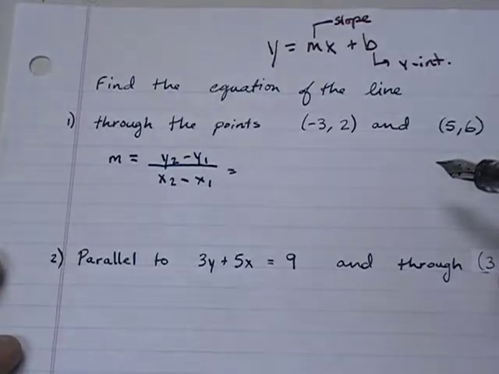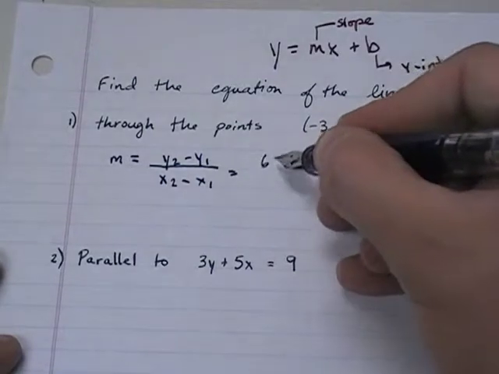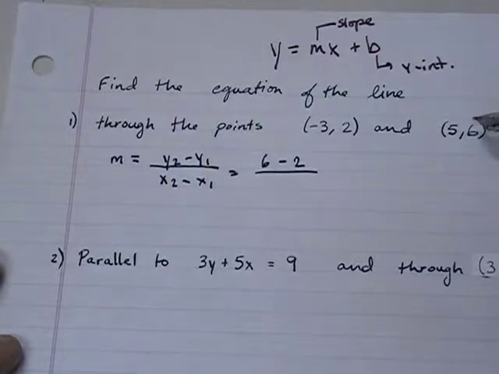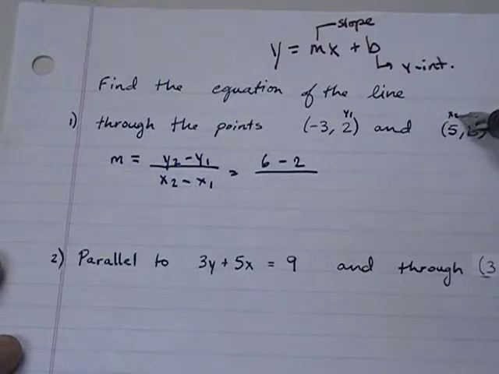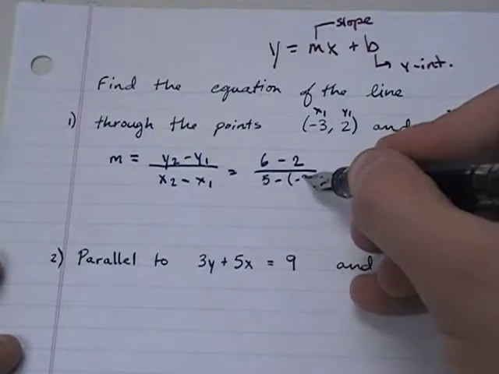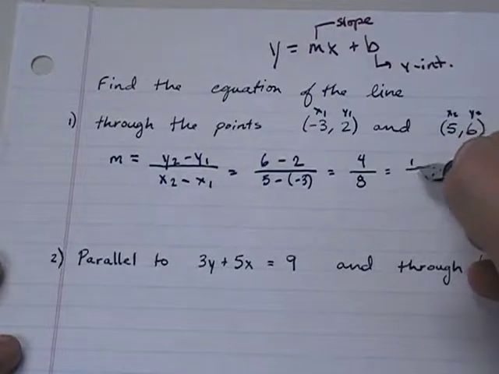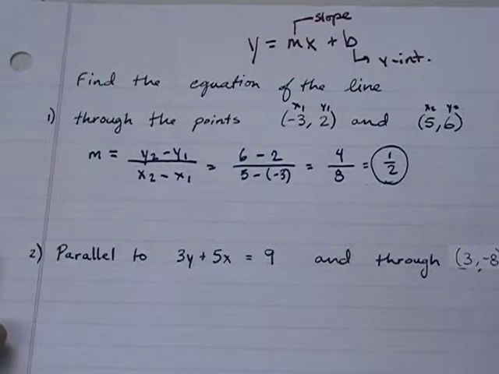Okay, well, the change in y, y2 minus y1, I can say 6 minus 2. And the change in x, if I call this y2 and I call this y1, then I have to call this x2 and I have to call this x1, would be 5 minus -3. So I end up with 4 over 8, or 1/2. That's my slope. Okay? So I know my slope, and I know my equation has to look like this: y equals mx plus b.